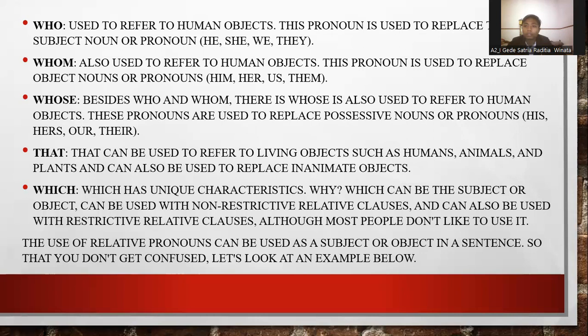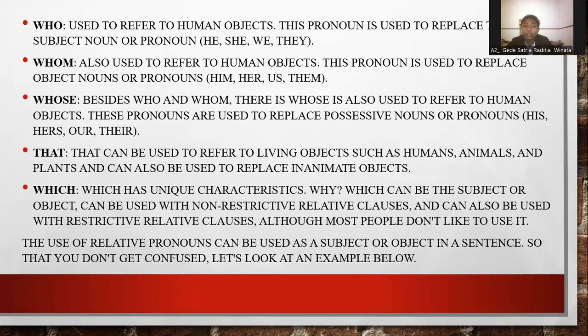Second, whom, also used to refer to a human object. This pronoun is used to replace an object noun or pronoun: him, her, us, and them. The third is whose, which is also used to refer to a human object. This pronoun is used to replace a possessive noun or pronoun: his, her, and their.